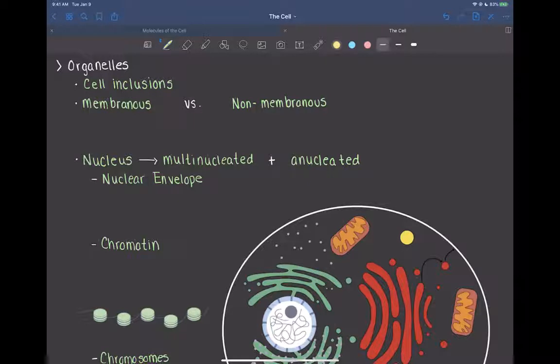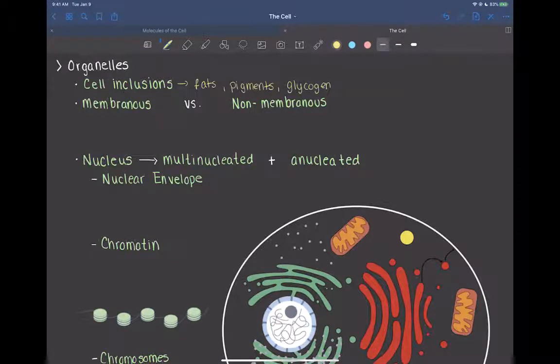All right, so within the cell, we can have inclusions. Inclusions are just little pockets, right? Clusters of fats, pigments, and glycogen, right? Remember from our last chapter, glycogen is the stored form of glucose. And so you could just have some little pockets of those within the cell, depending on the type of cell, right? You might have more of one than the other.